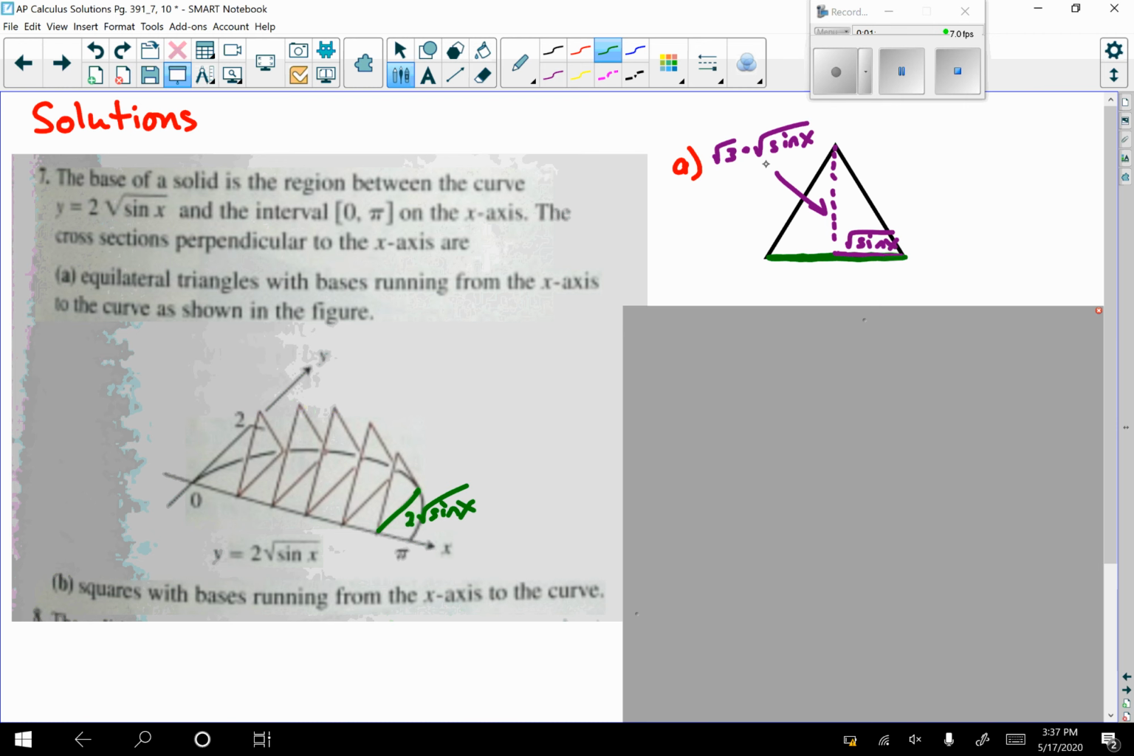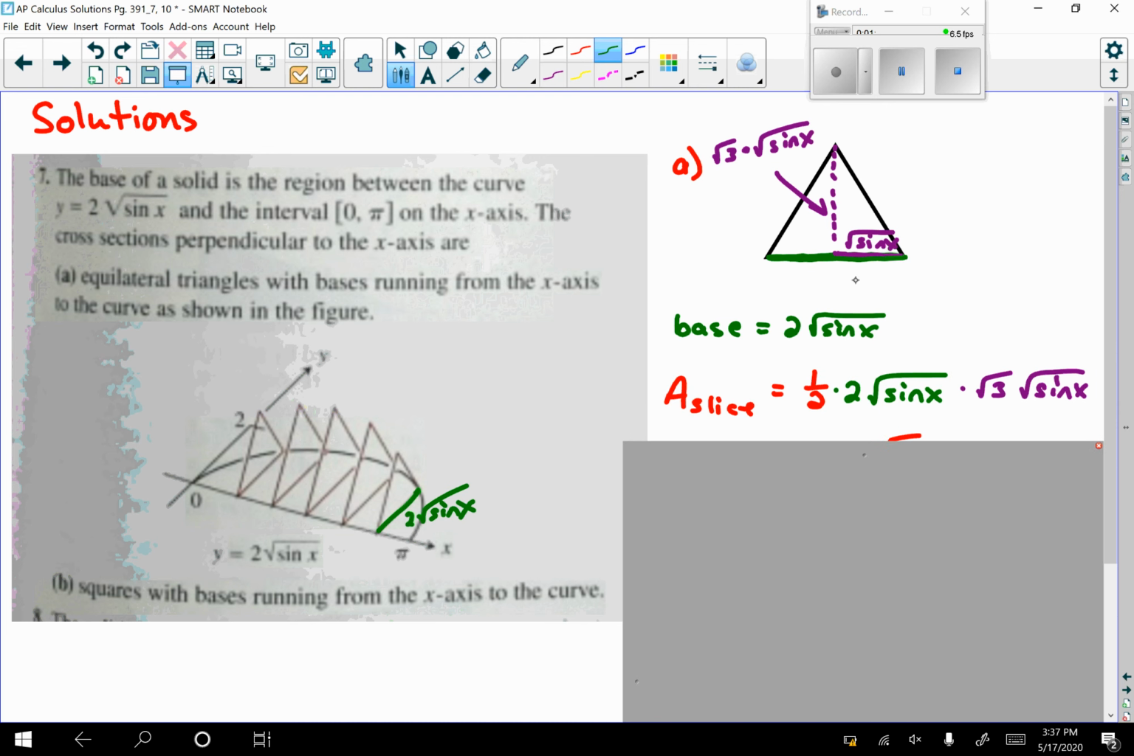So now the area of each slice is a triangle. My entire base, again, will go back to being the 2 radical sine x. So the area of each slice is going to be 1/2 my base, which is 2 radical sine x, times my height, which is radical 3 times radical sine x. Now, the reason I left it this way is because radical sine x times radical sine x will just turn into sine x. Half of 2 is 1, so I get radical 3 times sine x, or sine x radical 3.